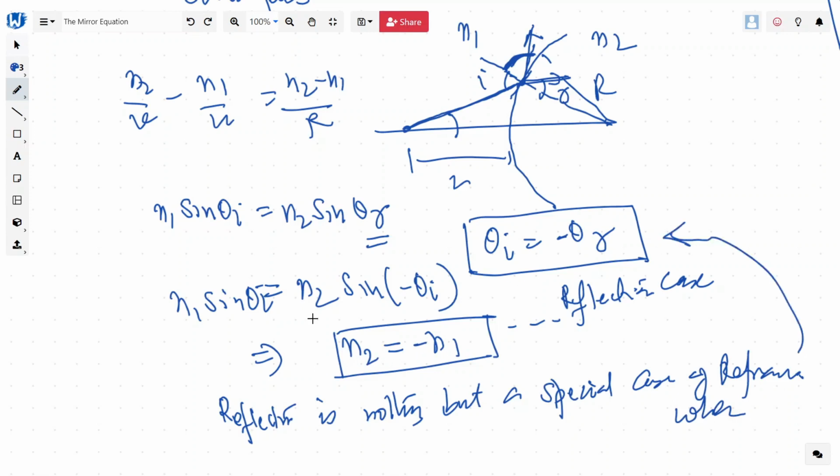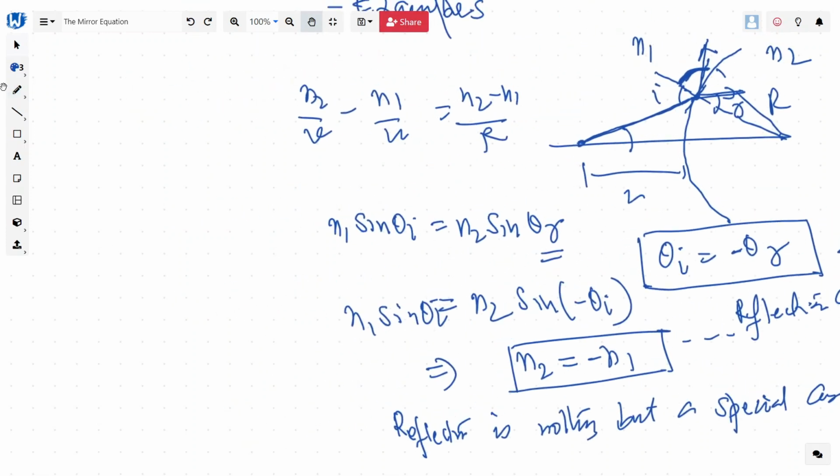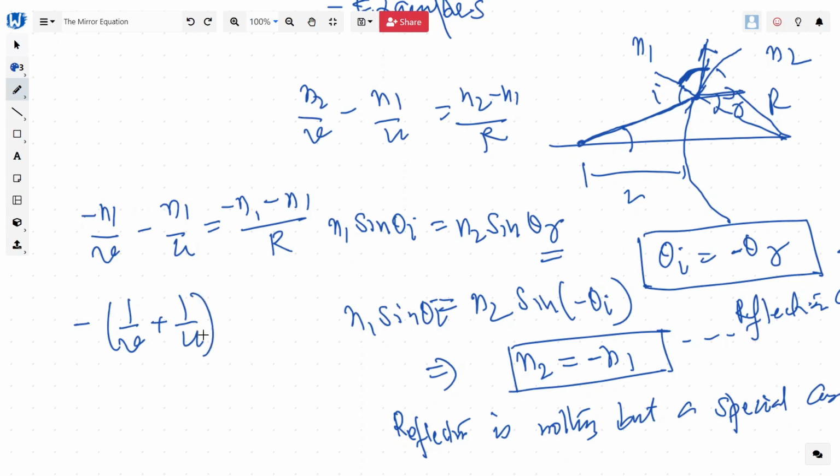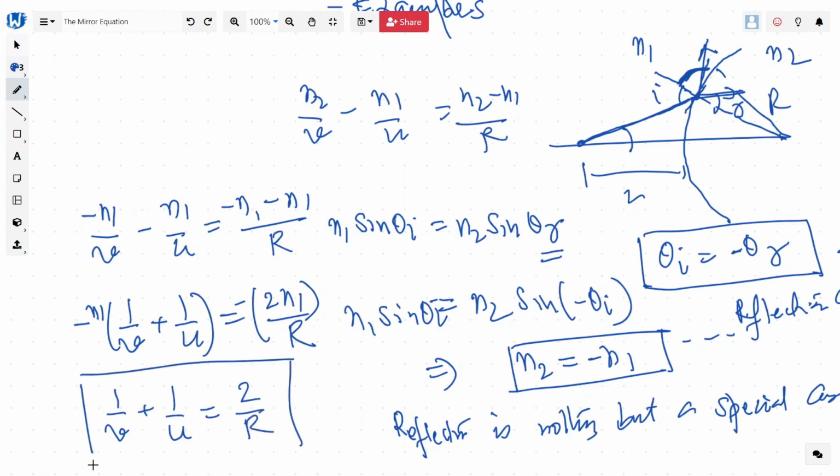Now let's put this into our formula and see what happens. We put n2 equal to minus n1. Then our formula becomes minus n1 divided by v minus n1 by u is equal to minus n1 by r. This minus will come out, then we have 1 by v plus 1 by u, and again minus will come out, 2n1 by r, and this n1 goes to this side. Now n1 and n1 will cancel, and the minus will also cancel. What we'll have is 1 by v plus 1 by u is equal to 2 by r.